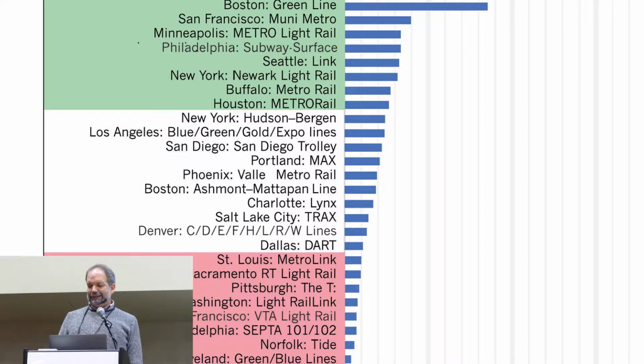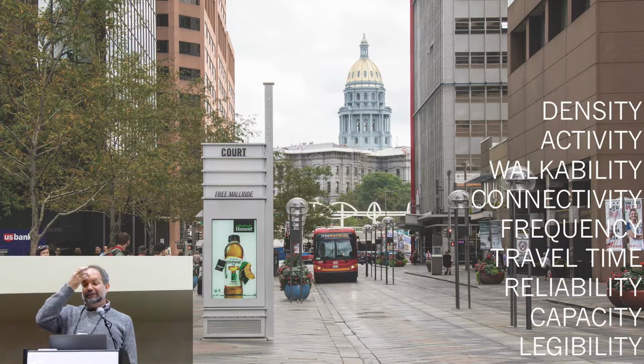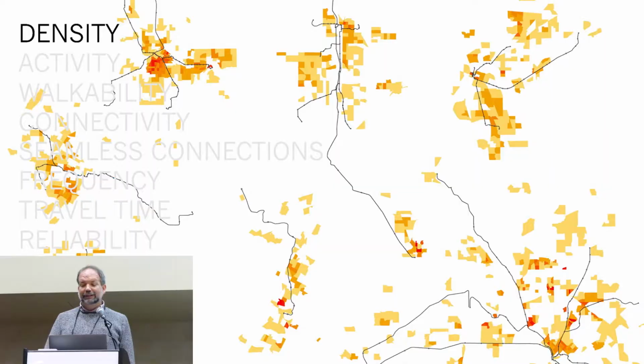So why those differences? I would say it comes down to these basic factors: density, activity, walkability, connectivity, frequency, travel time, reliability, capacity, and last, legibility. So let's talk about those and why they matter. First of all, let's start with density.